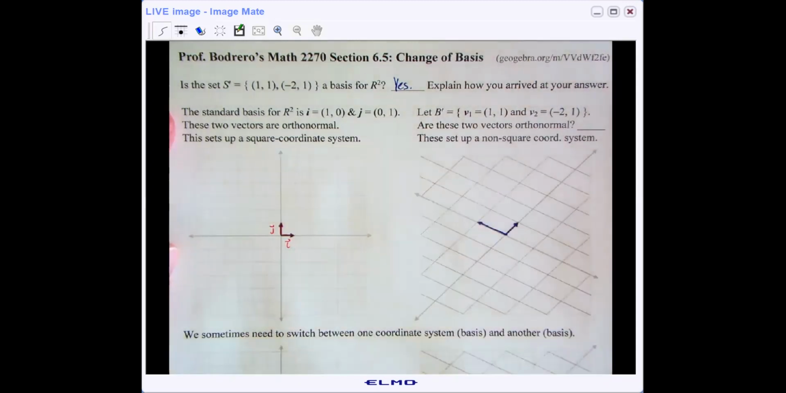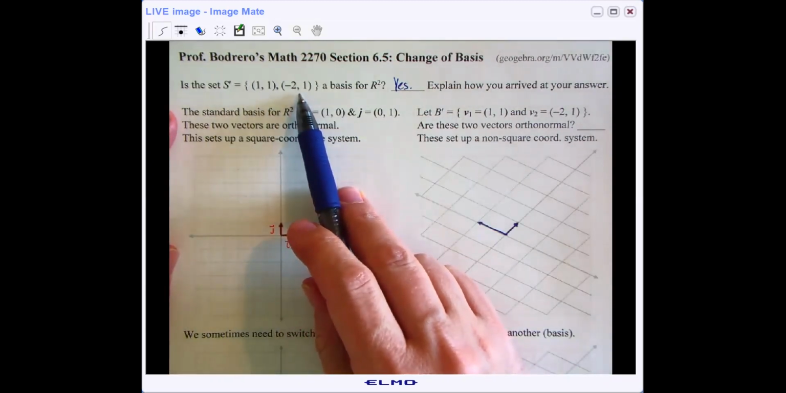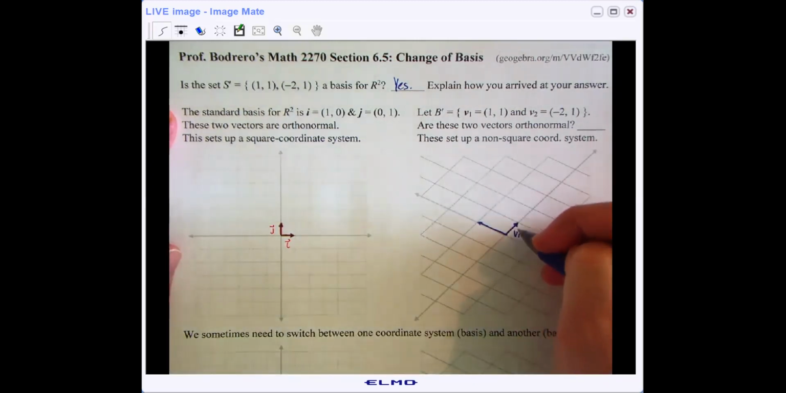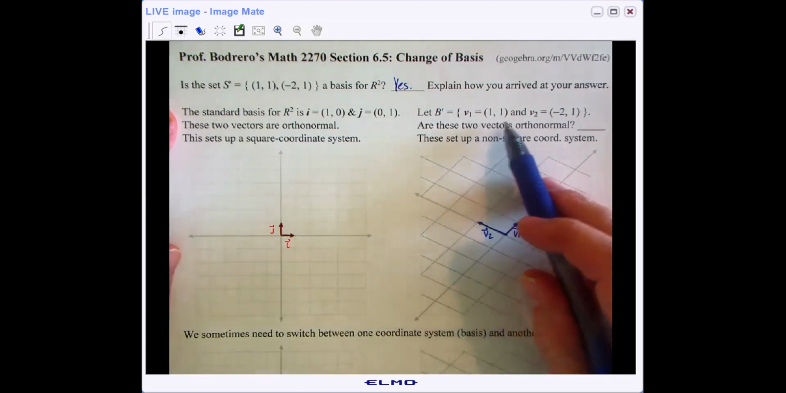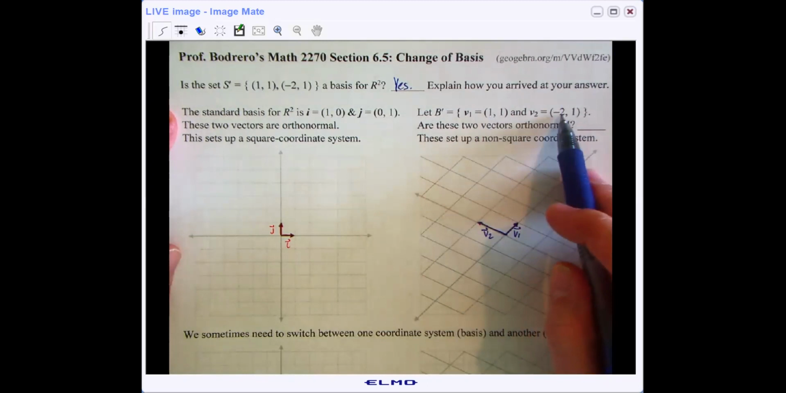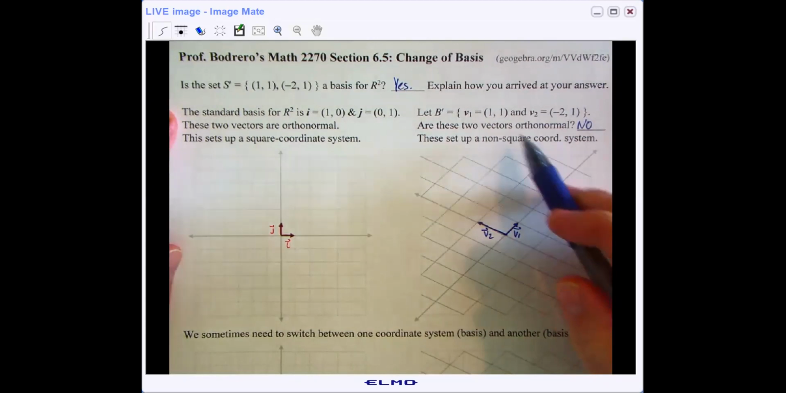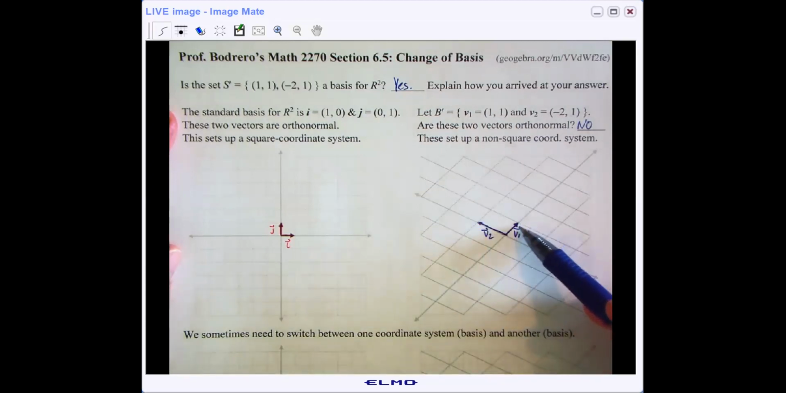Well, we just said that (1, 1) and (-2, 1) do form a basis. Therefore, we can create a system with them. If this is vector 1 and this is vector 2, they create a system. You'll notice that if I take their inner product, I don't get 0. So they are not orthogonal and they're not each length 1. They're neither orthogonal nor normal, so they set up a non-square coordinate system.